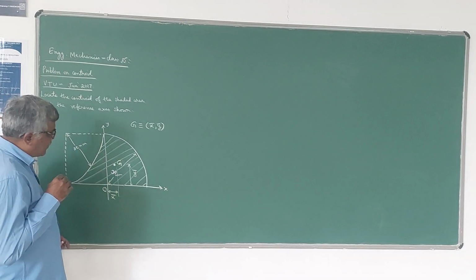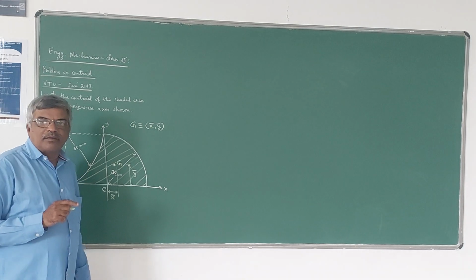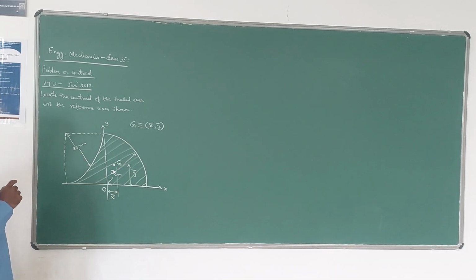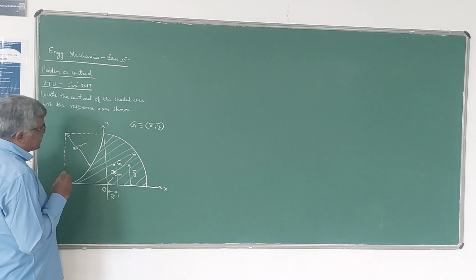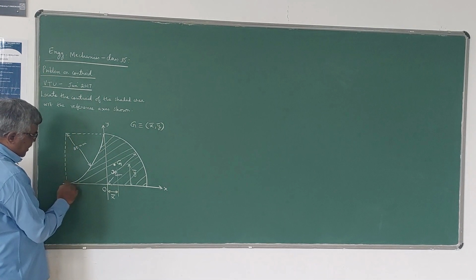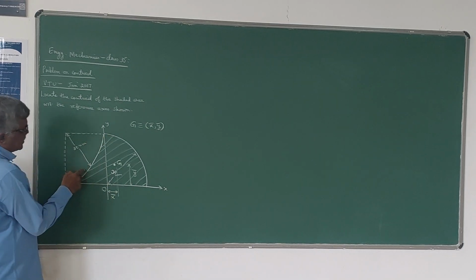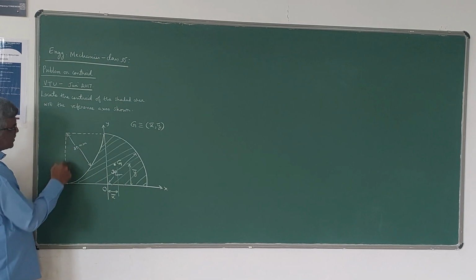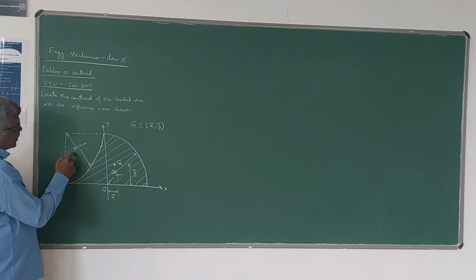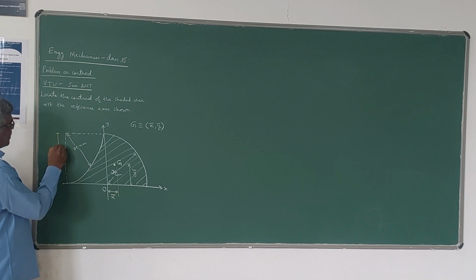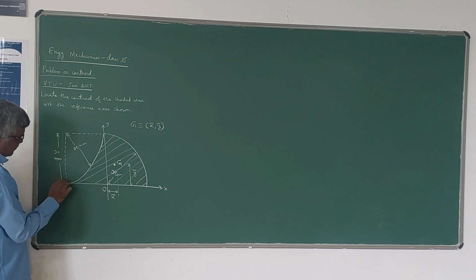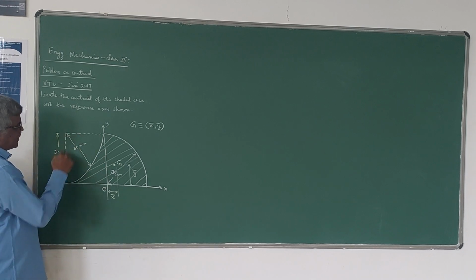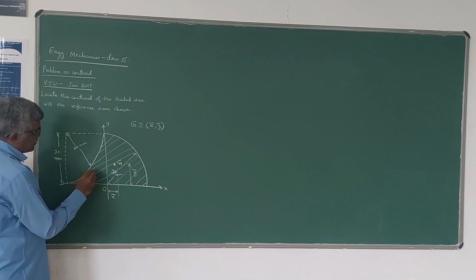If you observe carefully, this composite section consists of three simple sections. The first simple section is this square. You can see here, this is a 30 mm quarter circle. This is a quarter circle, so 30 mm radius, this also will be 30 mm. That means this becomes a square of side 30 mm. That is the first one.